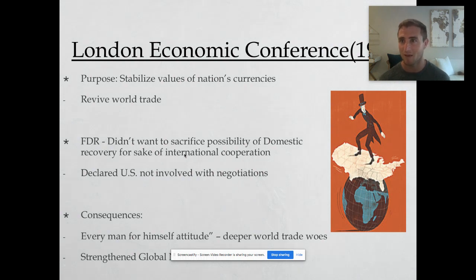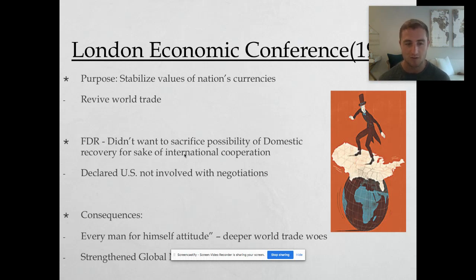That's not going to happen. FDR is going to decide, I'm not going to go to that London Economic Conference, because he wants to promote inflation in the United States. He wants to devalue the United States currency. And so he's going to balk at stabilizing the value of nations' currencies. He's going to walk out of that London Economic Conference.